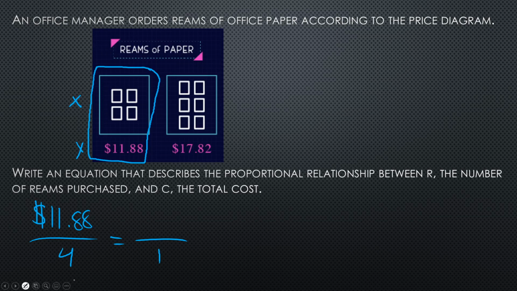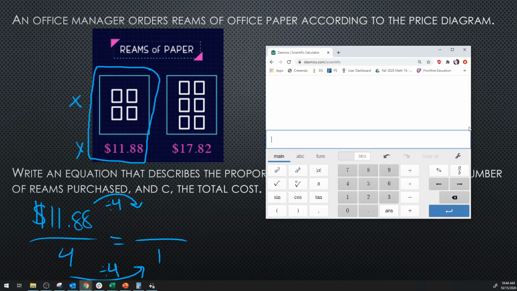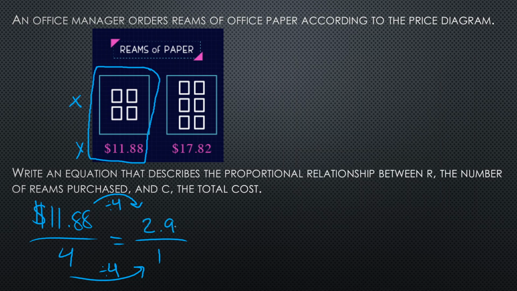And I need to simplify this to get a 1 in the denominator, so let's divide that top and bottom by 4. Don't be afraid to type this into a calculator to help you. So 11.88 divided by 4. And that's going to give me 2.97. Okay, so 2.97 is my unit rate, which means that this is what I need to put in my equation for my number.